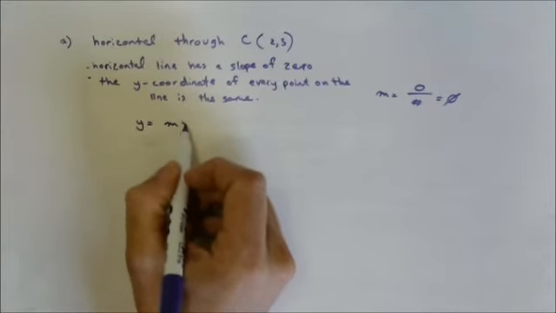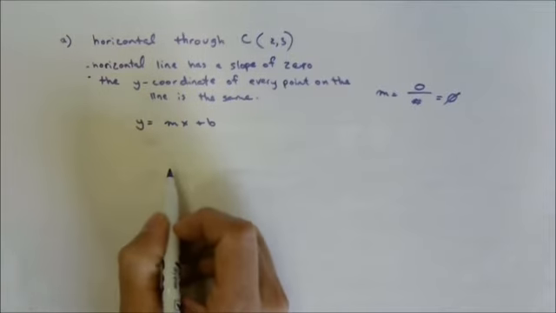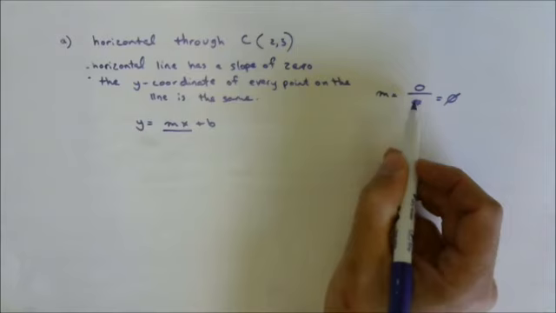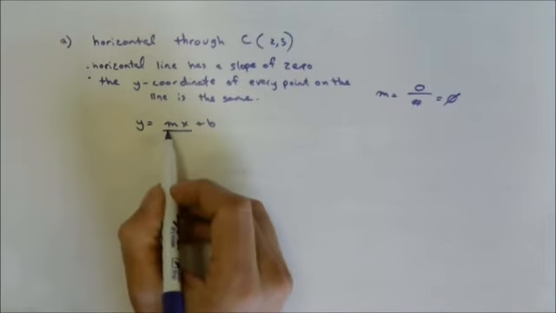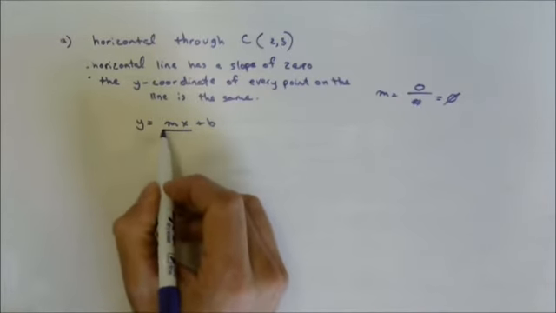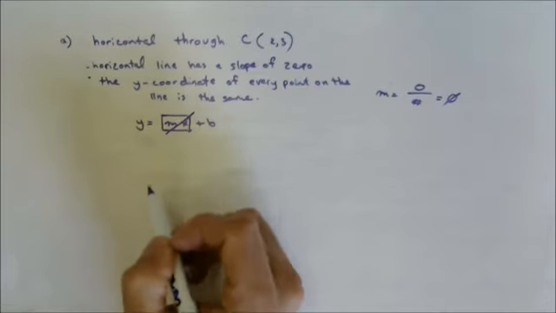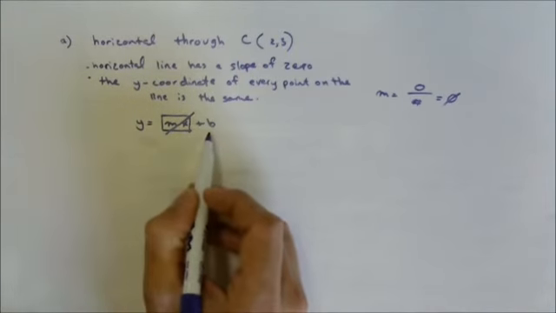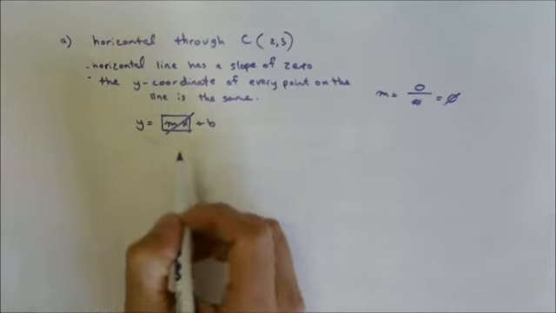So again, I'm going to think of this in terms of y equals mx plus b. This whole term right here, slope is 0. 0 times anything is 0, so this whole term disappears. We end up with y equals the y-intercept, and we know that the y-coordinate is never ever going to change.